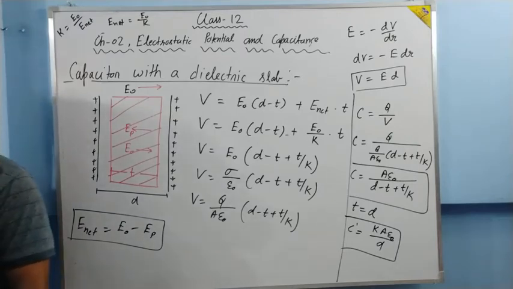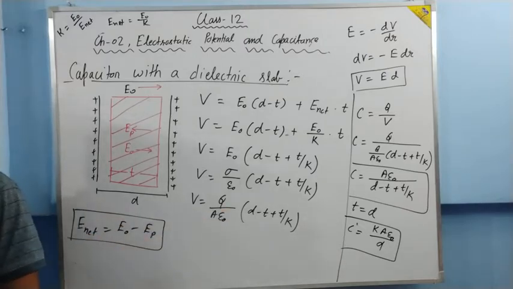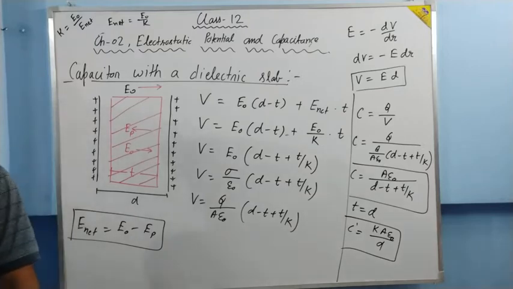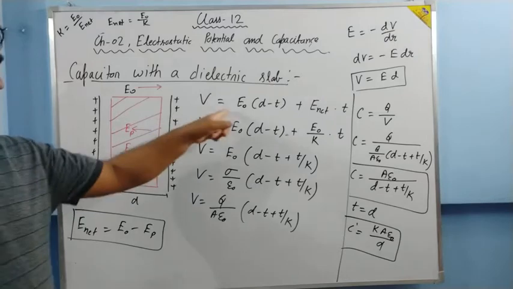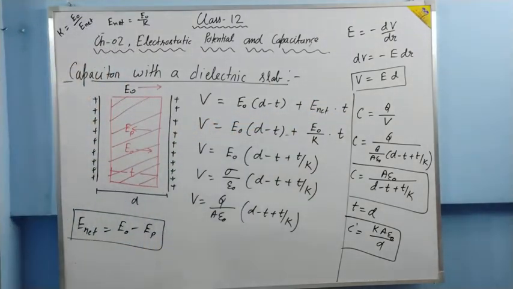This is a very important derivation for your board examination. This formula has been asked in the board examination to derive so many times. And this is very easy also. This is not a very tough one. Only you need to understand this equation, then after it will go like this only. Is it clear? So this is what we have to prove: the capacitance of a capacitor filled with a dielectric slab.